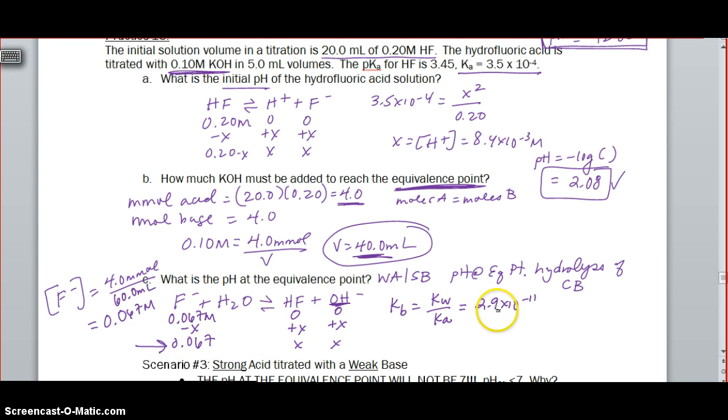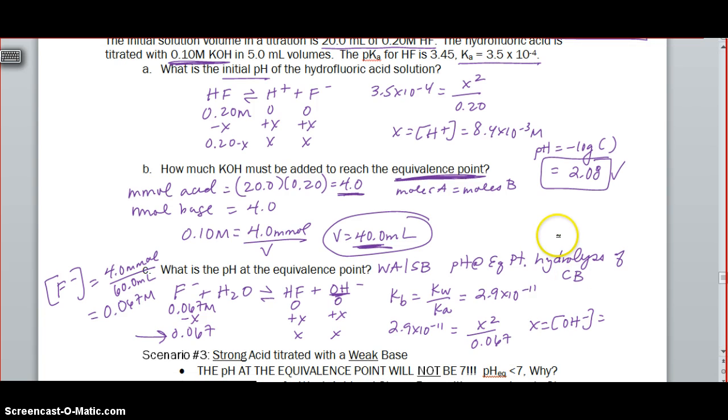So now this is my equilibrium. I can set it equal to that K. So 2.9 times 10 to the negative 11th is x squared over 0.067. When I get x, it's OH minus, not an H plus. That's why I want to see these equations written out so you don't screw up and think it's the wrong thing. OH minus comes out to 1.39 times 10 to the negative 6 molar. So the pOH is the negative log of that. pOH comes out to 5.86. pH comes out to 8.14.